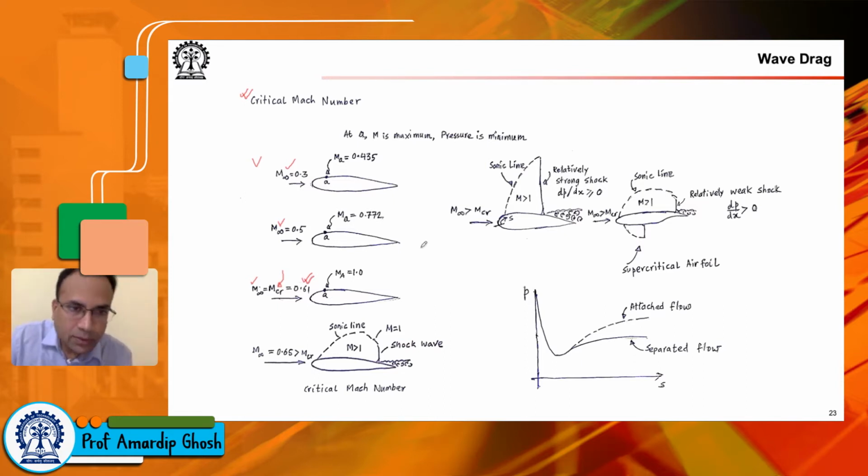We will talk about what this critical Mach number is. If the vehicle is flying at a Mach number of 0.3, there will be a point, say point A, where you have the highest velocity and the lowest pressure. If you measure the Mach number at point A for a given M infinity, for example when M infinity is 0.3, the Mach number at A is about 0.435. Once again, this depends on the geometry of the airfoil you are considering. We are just giving specific numbers for a particular choice of airfoil.